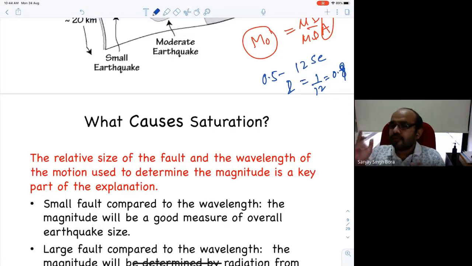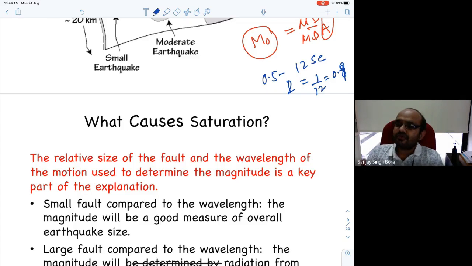Now what is happening? The instrument or the scale which we are choosing to determine earthquake magnitude, from all the available signals, we are using only signals having certain frequencies. So for example, in the case of mb, we are choosing those body waves whose period lies between 0.5 to 12 seconds. That means we are choosing a wave with a certain frequency.